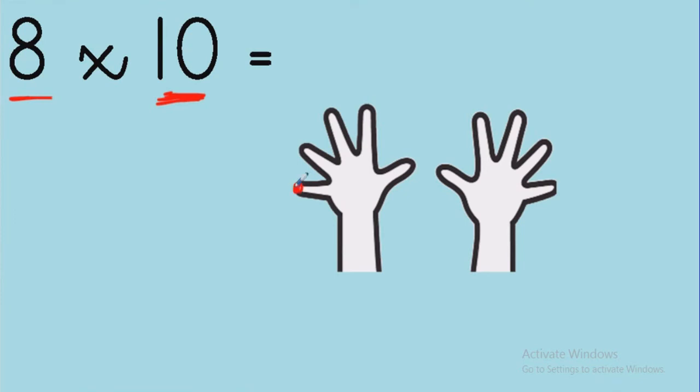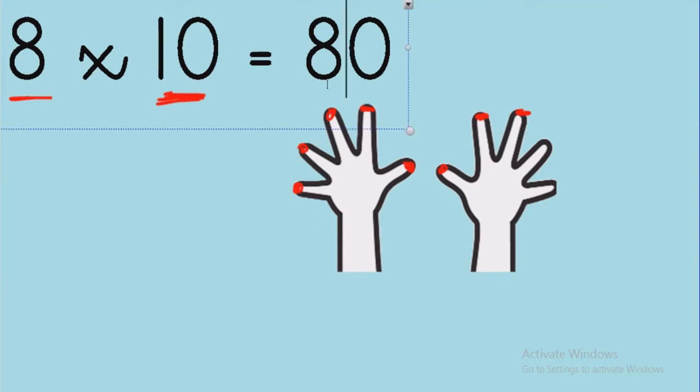Go. 10, 20, 30, 40, 50, 60, 70, 80. 1, 2, 3, 4, 5, 6, 7, 8 lots of 10, and I made 80. Oh, I spotted a pattern. 8, 80. It's like 8 with a 0 on the end, isn't it? 8 lots of 10 makes 80. Give yourself a tick and check that answer if you need to. Well done.